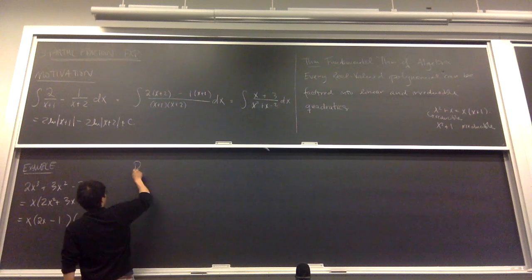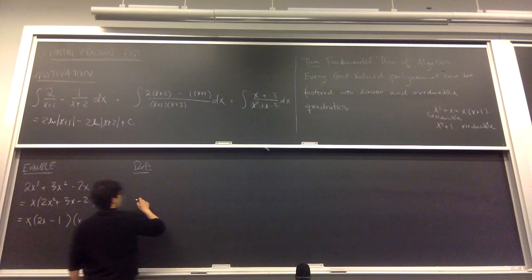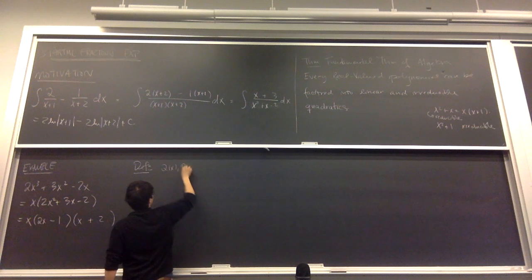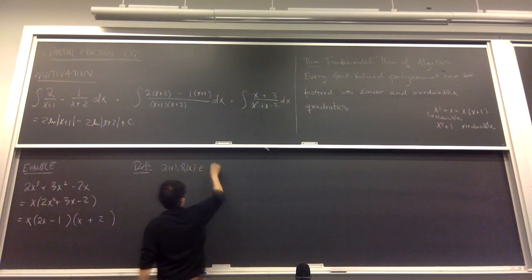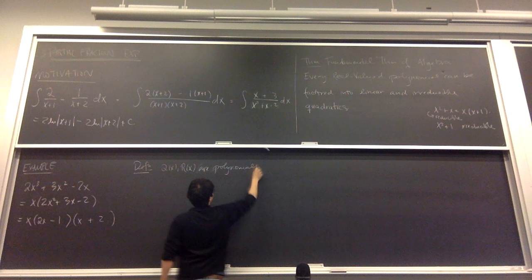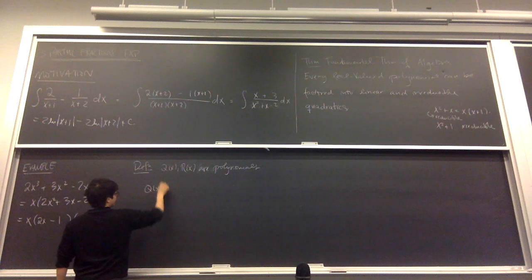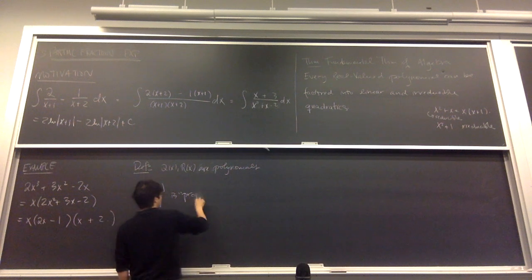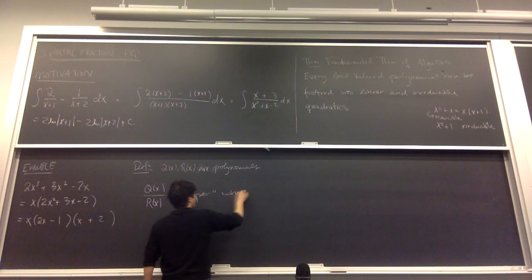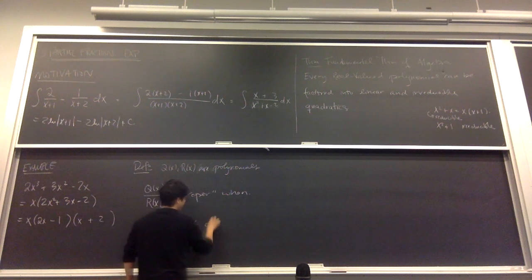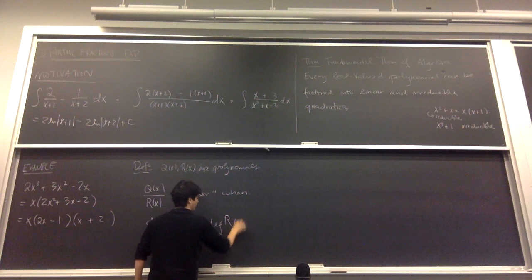Okay, so another definition. Let Q of X and R of X be polynomials. Then we'll say Q over R, this fraction, is proper when the degree of Q of X is strictly less than the degree of R of X.